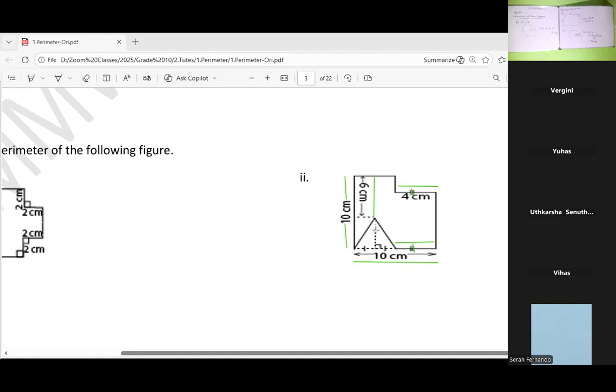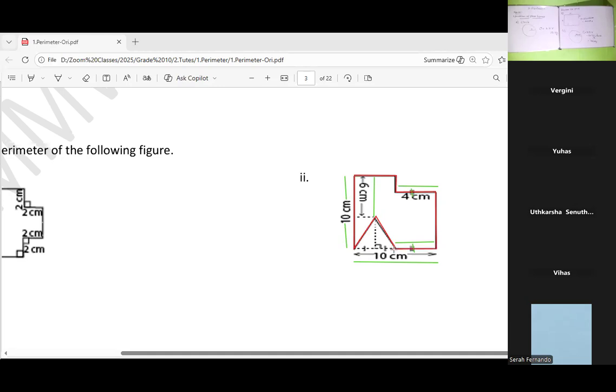And also in the middle, can you identify this? There is a triangle, right? And in the middle here you have a dotted line. What does it mean? This is the highlighted path. The red highlighted path is the path that you need to find the perimeter of. So I have highlighted it in red.